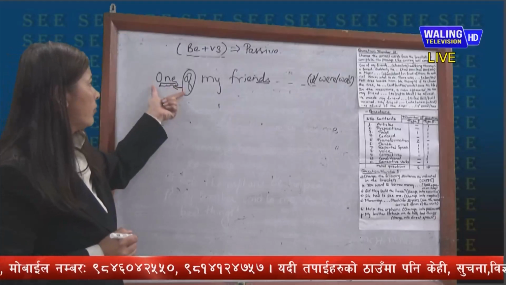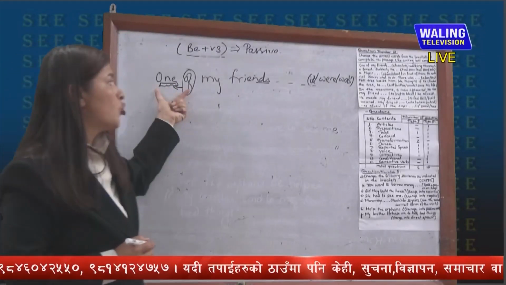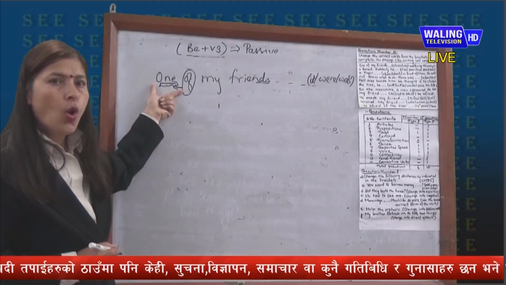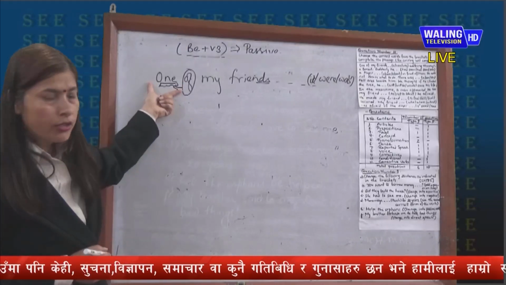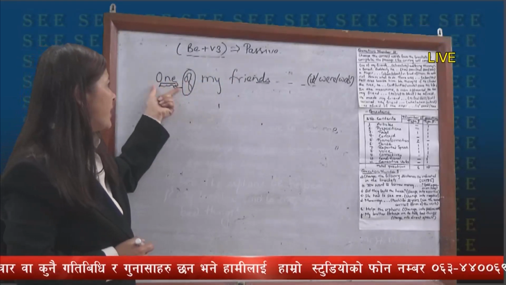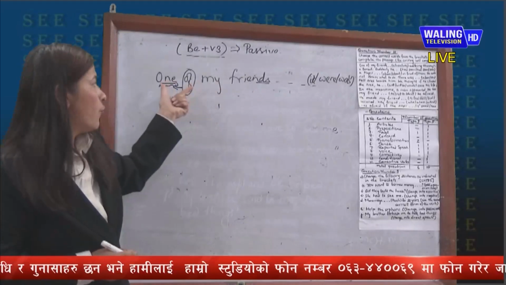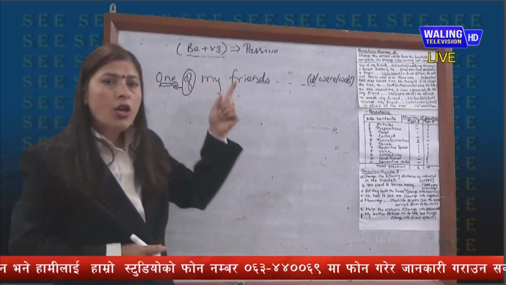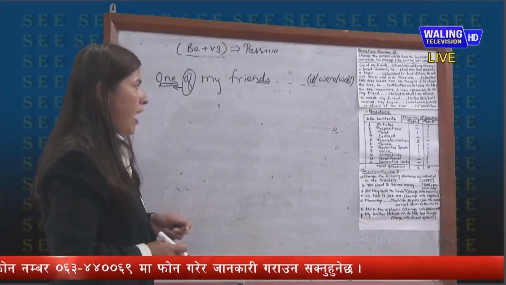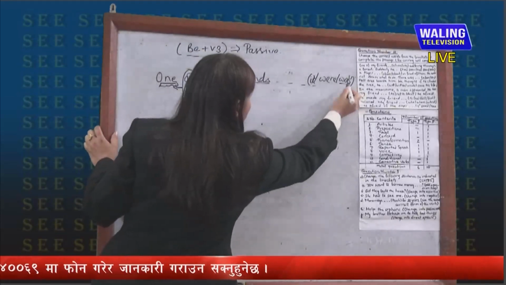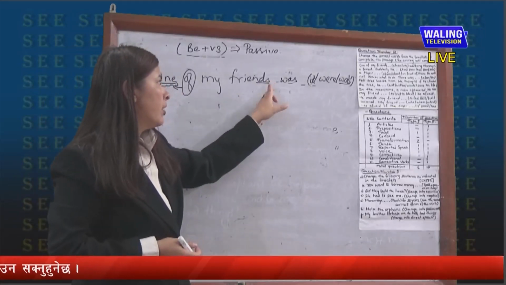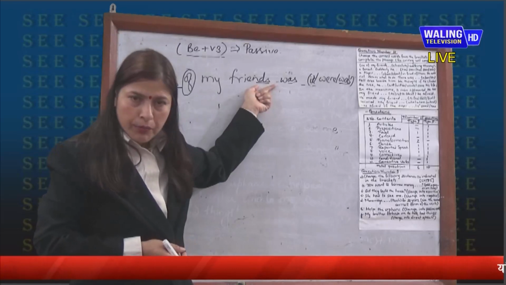We have to choose the auxiliary verb according to the word that comes prior to "of." Here "one" has come prior to "of," not "my friends." One is there, not my friends. That's why we must focus on "one." One means it is a singular subject. That's why we must choose the singular verb, that is "was," not "were." So don't be confused. "Friends" is plural form.